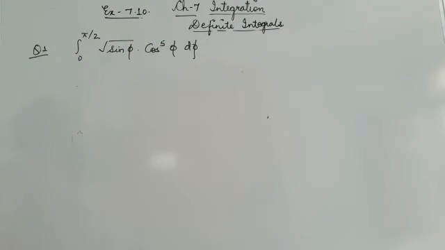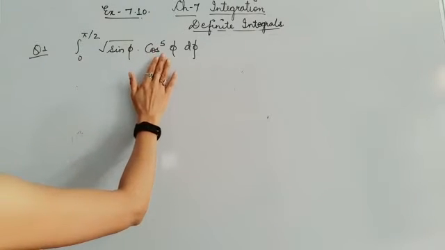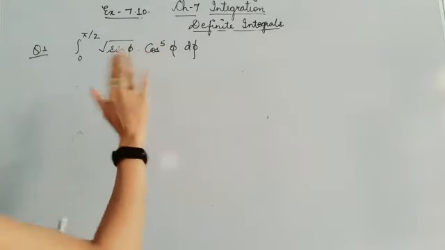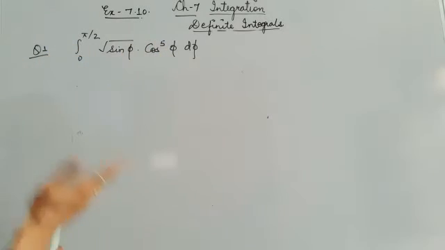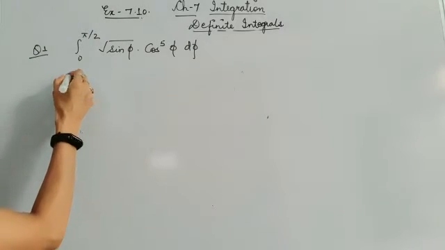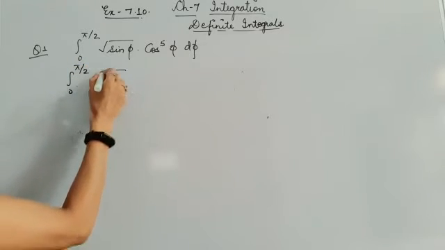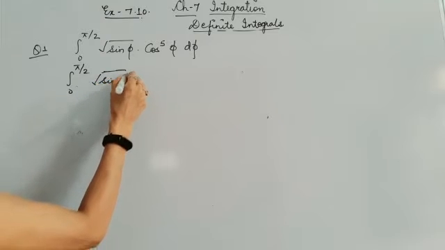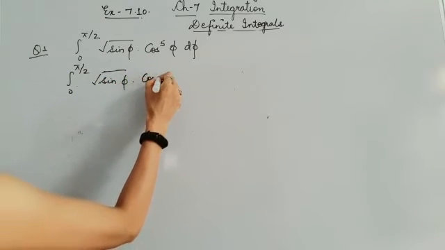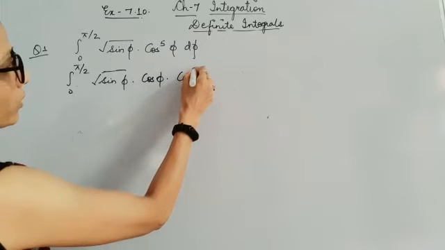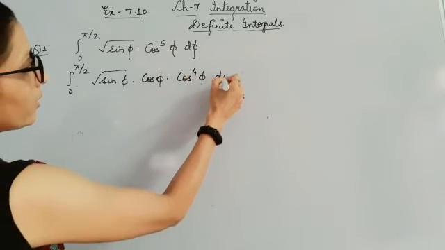So in this case, children, you have to break this cos raised to power 5 phi into a simpler form, and then convert it into sine form. Let's see how we can solve this question. So I can write it as integral 0 to pi by 2 under root sine phi. This can be written as cos phi into cos raised to power 4 phi d phi.